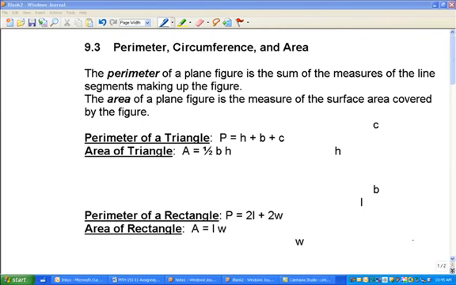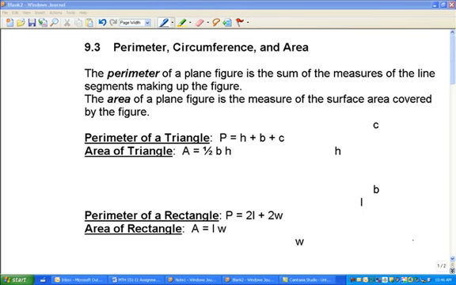Today we're looking at section 9.3 on perimeter, area, and circumference. In this section you'll see that we have a lot of formulas that we have to work with. Hopefully you've seen most of these before in algebra or geometry class. The two ideas we're working with are perimeter and area. In the case of a circle, instead of perimeter, it's called circumference. And then, of course, the area of the circle.